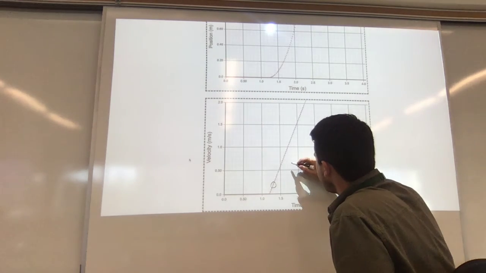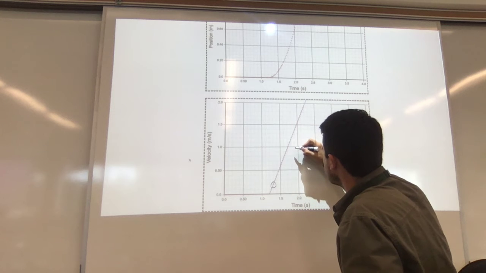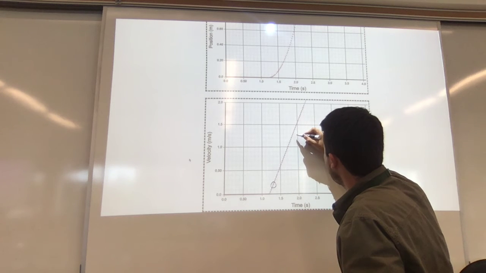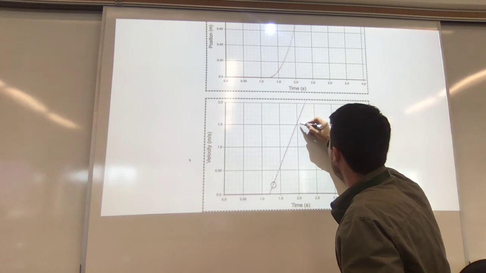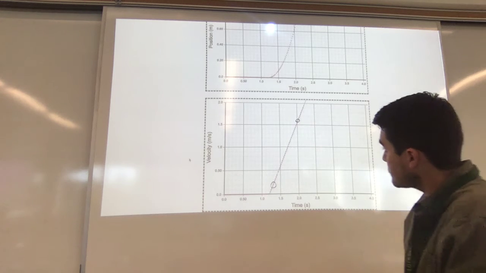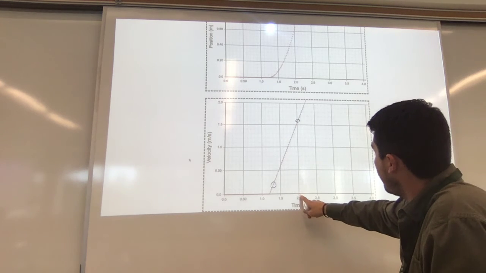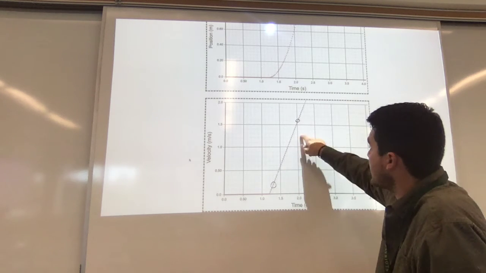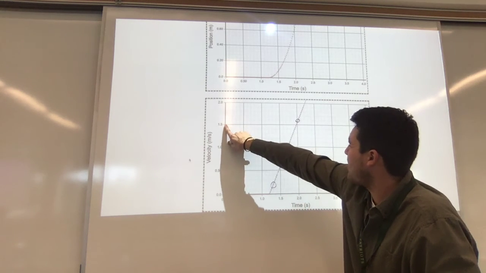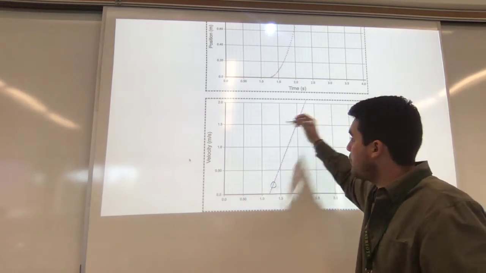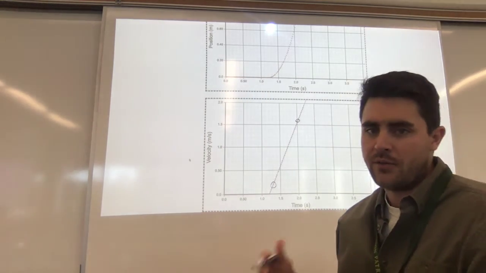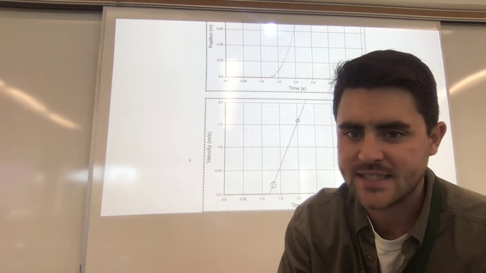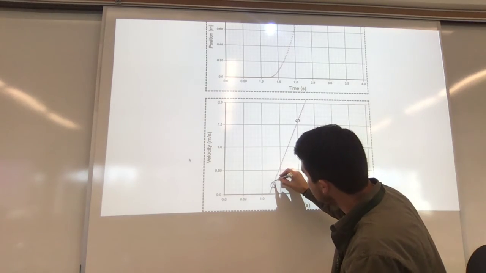I'm going to find a second point somewhere that crosses one of these crosshairs in the grid. There's one right there. Bam. I can say now this is 2 seconds, and it's somewhere around 1.57 meters per second, around there. Now, again, that's not my acceleration. It's the slope between the two, right?